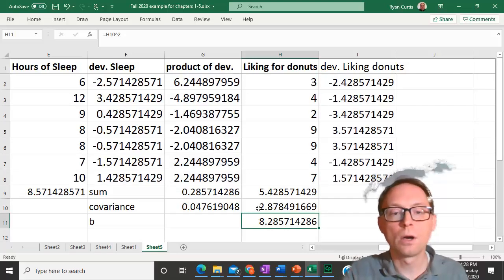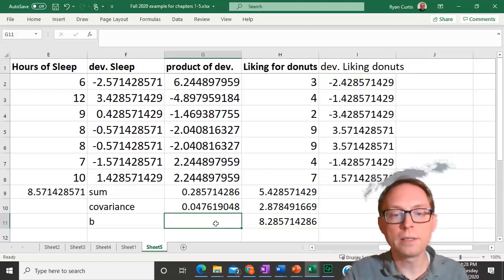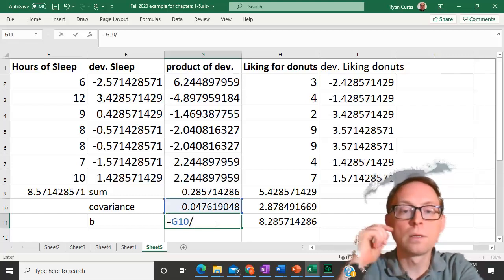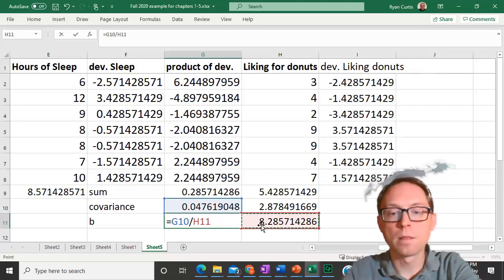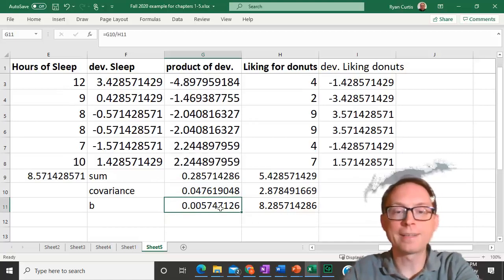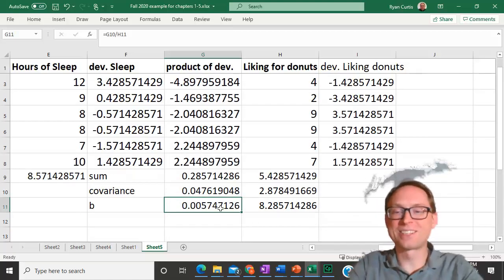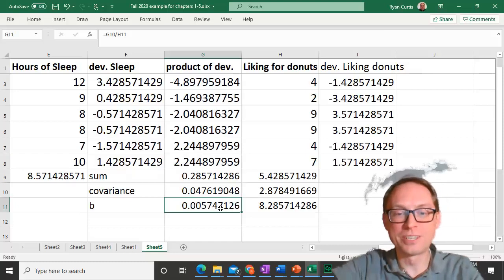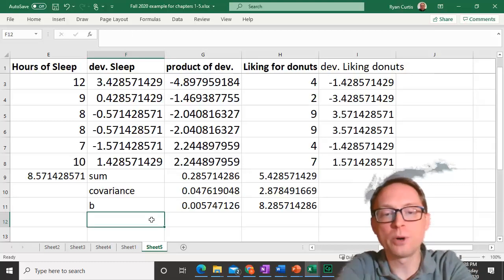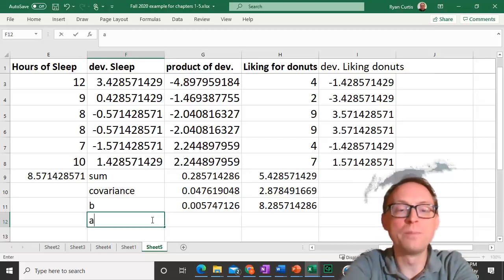Okay, good. So next, then, to get the slope, we need to take the covariance divided by the standard deviation of x squared, and that's our slope. That's an awful slope, isn't it? 0.01 if we round up. Boy, that's a really bad slope. These are not related very well. That's what this is telling us. Okay, if our slope is 0.0057, roughly 0.01, then what is A?